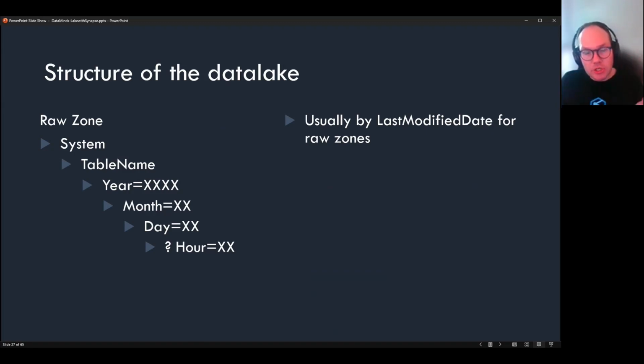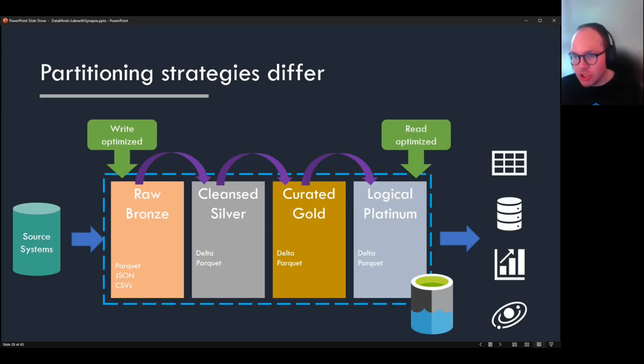The question, though, is, do I keep that partitioning strategy throughout? No, of course not. One of the big things that differs between these different zones is not just how refined the data is. That is one of those things, but it's also about what partitioning strategy you've got. So raw, I want to be able to write stuff easily. I just want to dump files in, go from there.